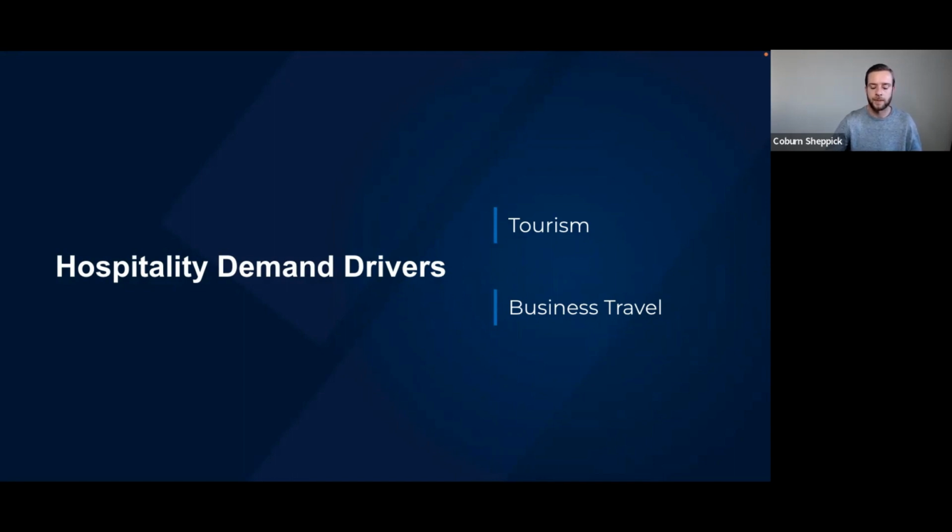It's driven by people's savings and job growth, and employment and stuff like that. So when the economy is good, when people have money and people are spending money, that's typically when people travel to go have trips and vacation. And then the other aspect, which has historically been one of the biggest demand drivers, is business travel.